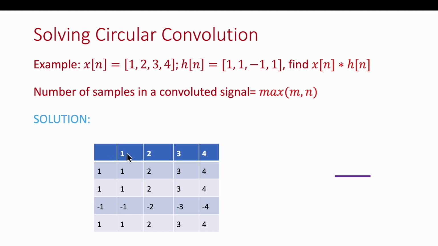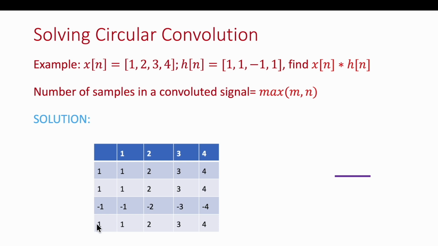In the table, in the first row you write x of n, that is 1, 2, 3, 4, and in the first column you write h of n, and then keep multiplying all the elements of h of n with all the elements of x of n. The first row, if you multiply 1 with all the elements of x of n, that is the first row. Similarly, the second row, if you multiply this element with all the elements of x of n. Similarly, the third row, if you multiply all the elements of x of n with minus 1, the resultant will be this one.